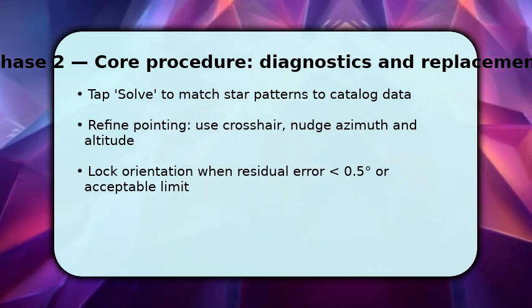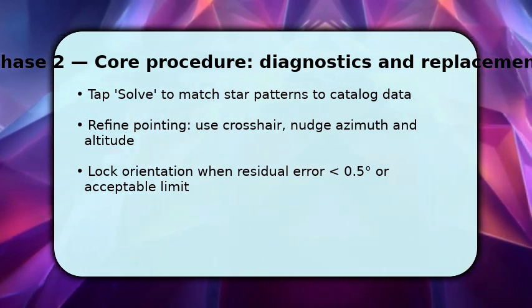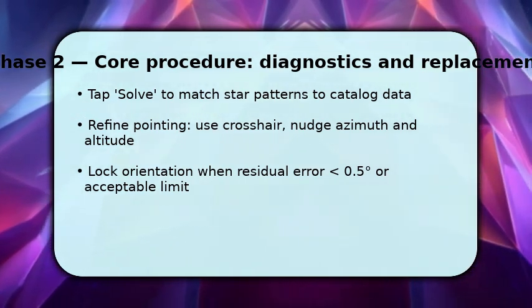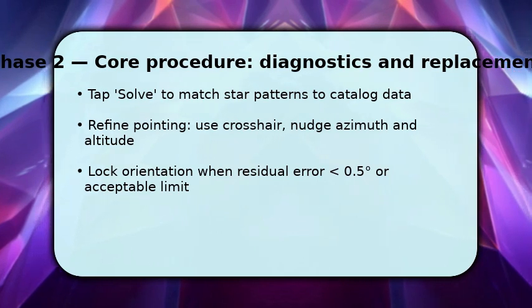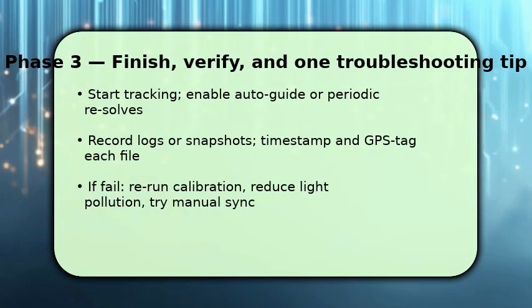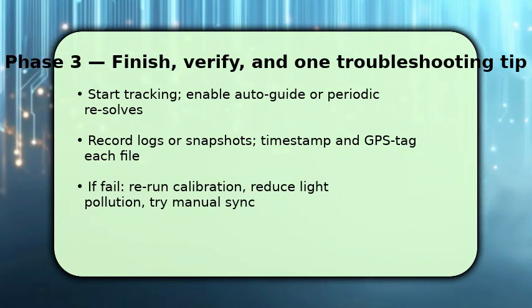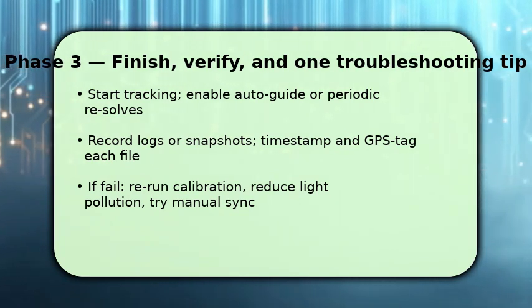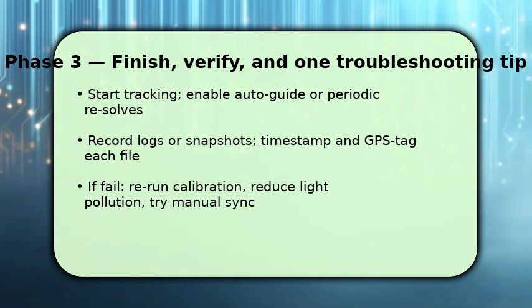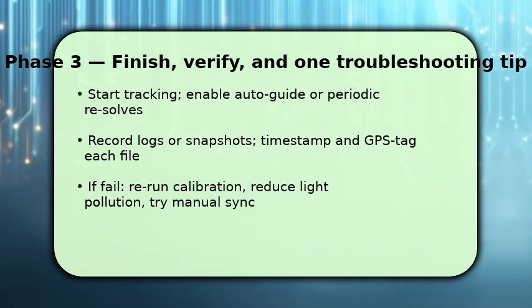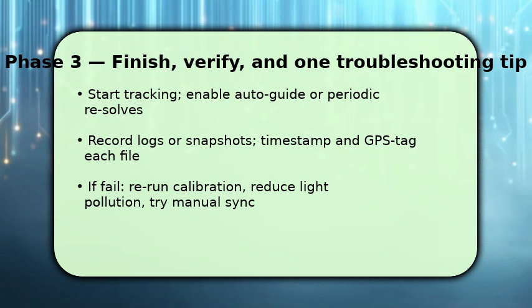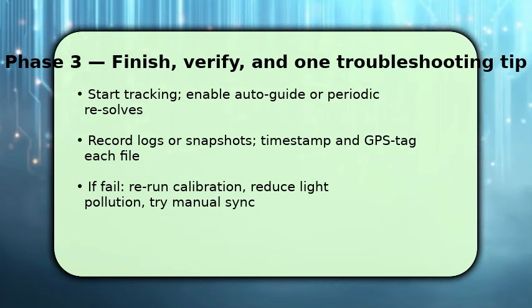You can lock orientation, because lock solves prevent drift and allow accurate tracking for pointing or imaging. You finish by starting active tracking and, if needed, enabling auto-guide or periodic resolves so the app corrects tiny drifts. Record observations with timestamps and GPS tags to keep precise logs. This helps later analysis and stacking.